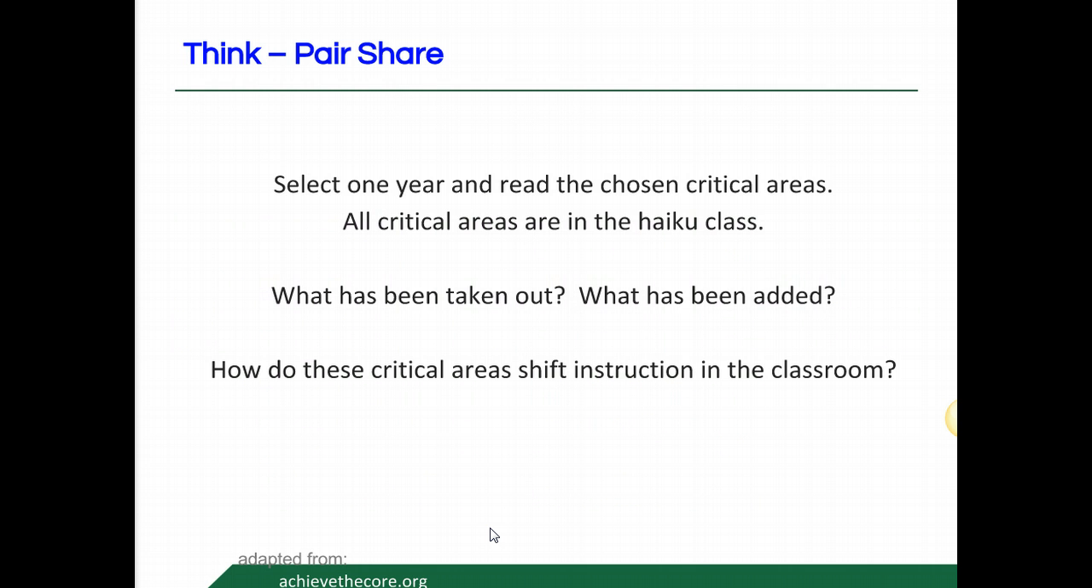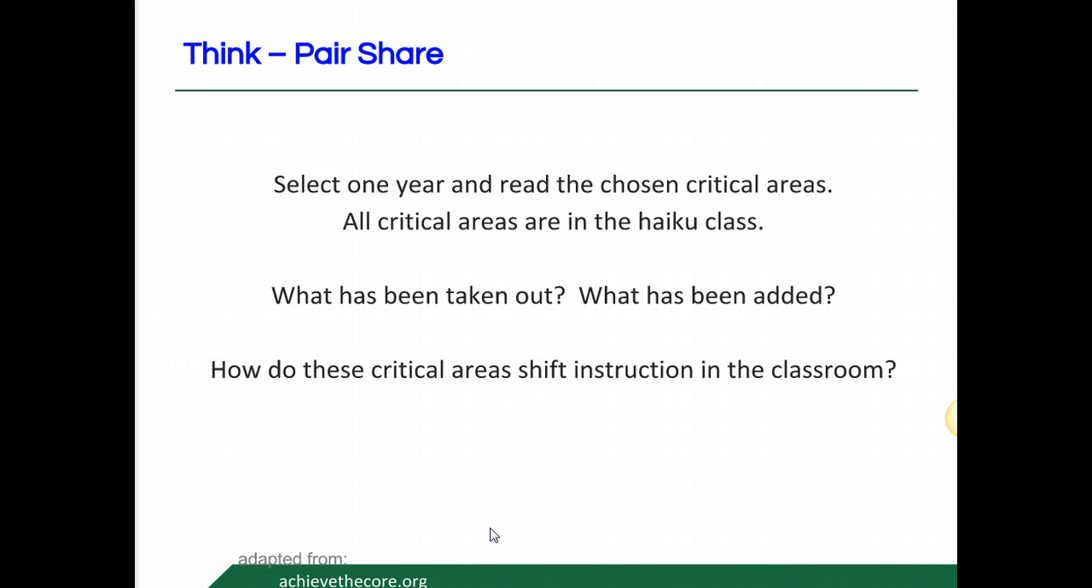And so now we're going to take a moment to select a year and do just like the writing team did. Read those critical areas. All the critical areas are in the haiku class. Take a moment, read the entire year, pick a year that you're teaching, and as you're reading this, mark up the text: a check mark for what you do know, a question mark for what you are not totally sure about. Pay attention to what has been taken out from the year and what has been added to the year. And then think to yourself, how do these critical areas shift instruction in the classroom?